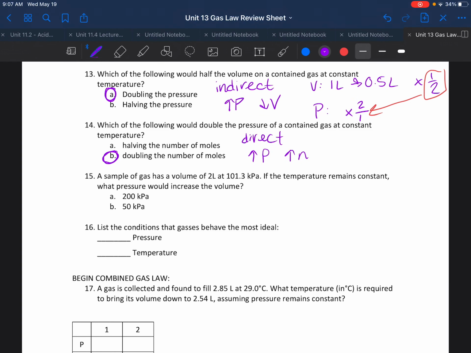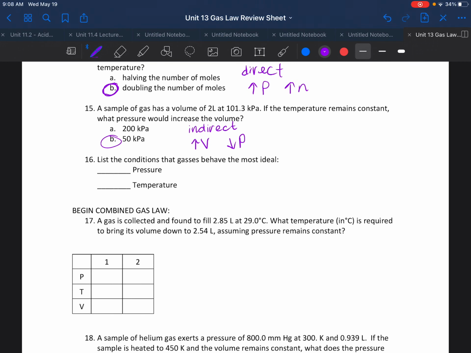All right, number 15. A sample of gas has a volume of 2 liters at 101.3 kPa. If the temperature remains constant, what pressure would increase the volume? So again, we're going back to this idea of an indirect relationship. If we want to increase the volume, we better decrease the pressure. And the only option that has a lower pressure than the initial one is going to be B, which is the correct answer. So again, we're just looking for a lower pressure than the initial because of the indirect relationship.